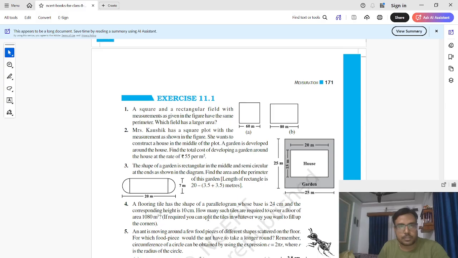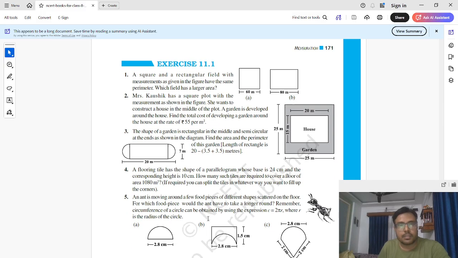Now the third question. The shape of a garden is rectangular in the middle and semicircular at the ends, as shown in the diagram. Find the area and the perimeter of this garden. Now just for your ease, it is given that the length of the rectangle is 20 less 3.5 plus 3.5. So this is 3.5 and this is 3.5, which is the radius of the semicircle.